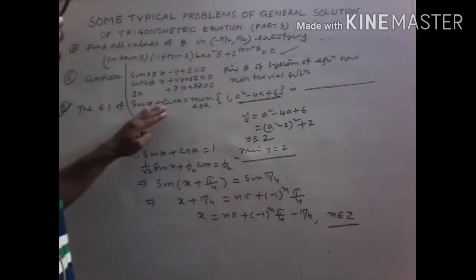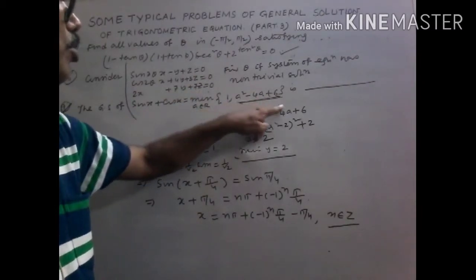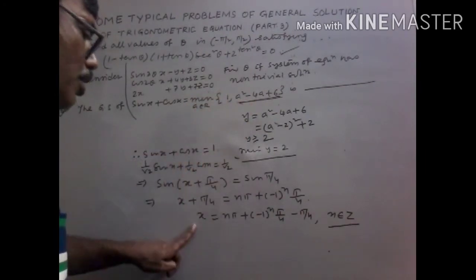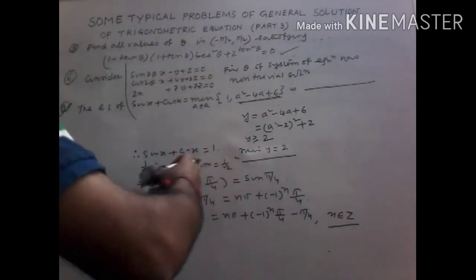So the equation is not given directly. We take the minimum value of 1 and this. The minimum value is 2, and the minimum of 1 and 2 is 1. So solving, we get this as the general solution.